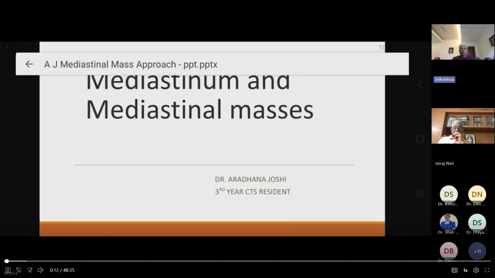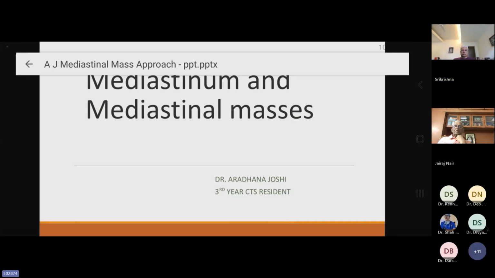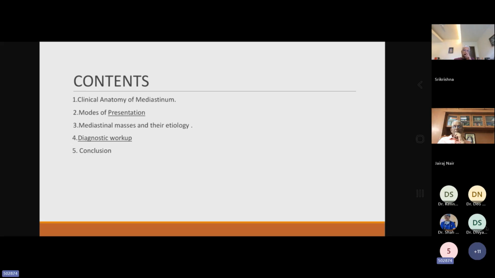Morning, everyone. Today I'll be presenting on the topic of mediastinum and mediastinal masses. We'll be covering this topic under further subheadings, including the clinical anatomy of the mediastinum, modes of presentation, mediastinal masses and their etiology, diagnostic workup, and conclusion.